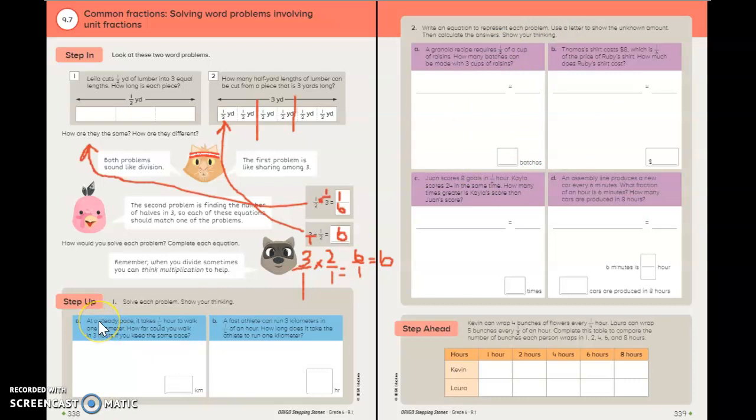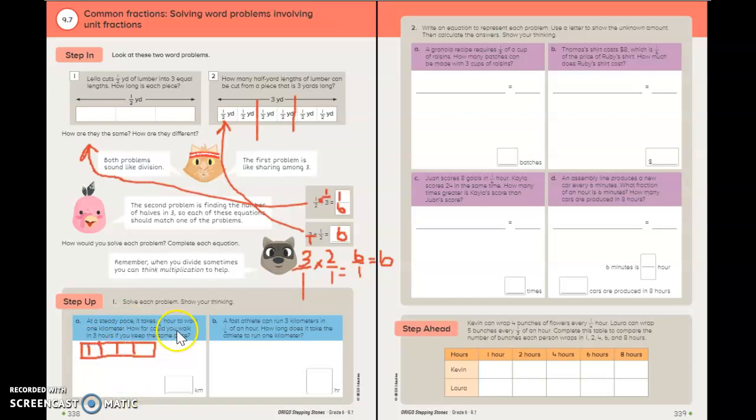At a steady pace, it takes 1/4 of an hour to walk 1 kilometer. How far would you walk in 3 hours if you keep the same pace? So after reading that story problem, my brain instantly wants to draw a picture to visualize what I'm seeing. So if here is my hour, it takes me 1/4 of that time to walk 1 kilometer. Okay, so here I've got 1 kilometer down.